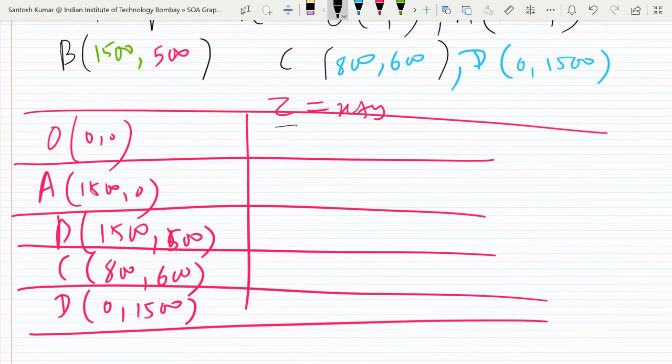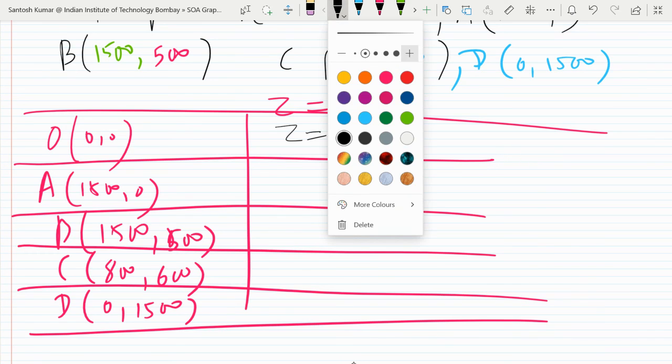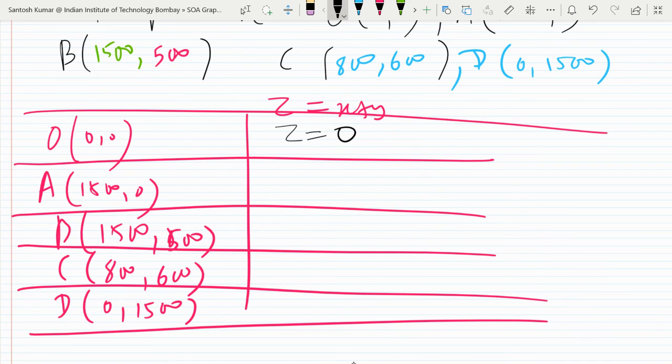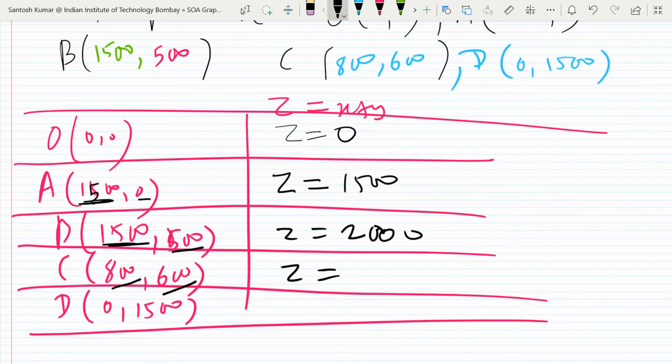Okay. So tell me what is the objective function at 0 0? You add it, 0. Objective function is x is 1500, y is 0. So you add them, 1500. x is 1500, y is 500. So add it, 2000. x is 800, y is 600. Tell me what is 8 plus 6? 1400. And here 0 plus 1500.